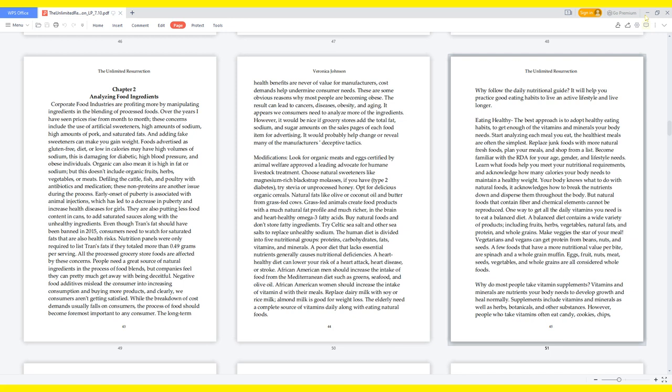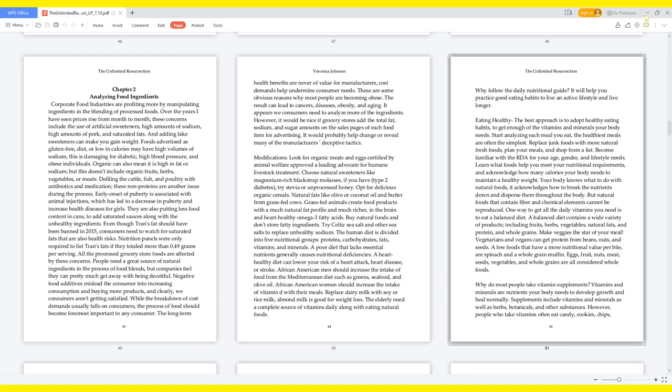Negative food additives mislead the consumer into increasing consumption and buying more products, and clearly, we consumers aren't getting satisfied. While the breakdown of cost demands usually falls on consumers, the process of food should become foremost important to any consumer. The long-term health benefits are never of value for manufacturers; cost demands help undermine consumer needs. These are some obvious reasons why most people are becoming obese. The result can lead to cancers, diseases, obesity, and aging.